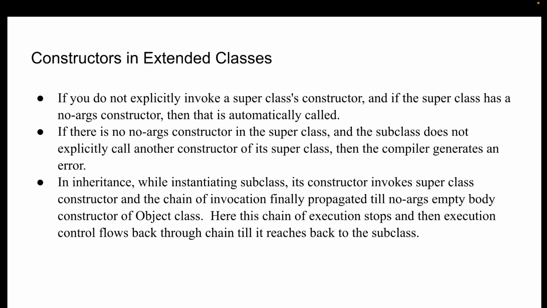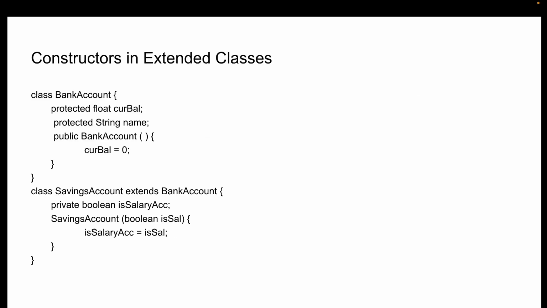So the order of execution will be different. Suppose your child class constructor was called first, then the parent class constructor, then another parent class constructor, and then the Object class constructor. So the order of execution will be different: whatever you have in your Object class constructor will be executed first, then the parent class constructor, then the child class constructor, and then any subchild constructor. Let me show you this with an example, then it will be very clear.